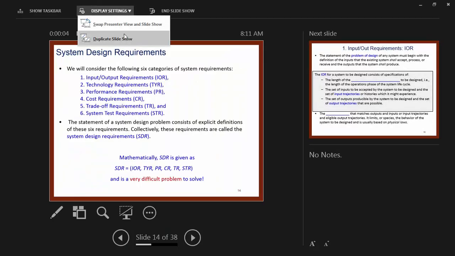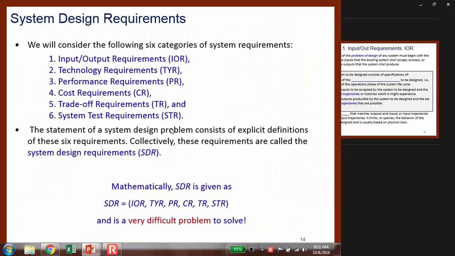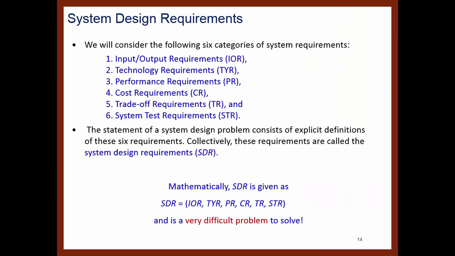So this is the second part of this lecture, and we stop here on the system design requirements. I mentioned already, this is very important that you know what the 6 categories of system requirements are. In the exam, I can ask you to list these 6 categories. They are input-output requirements, technology requirements, performance requirements, cost requirements, trade-off requirements, and system test requirements.